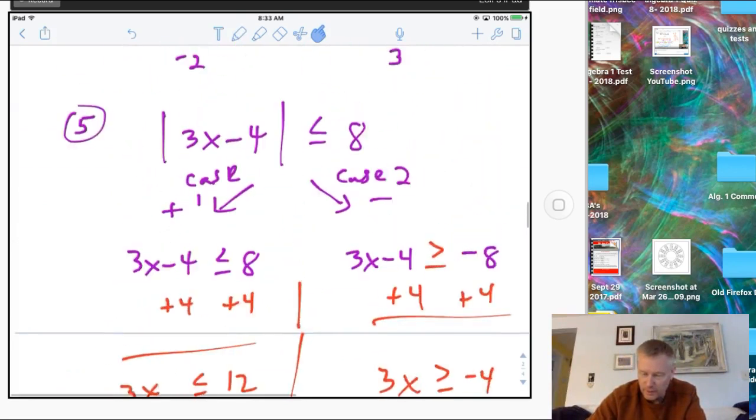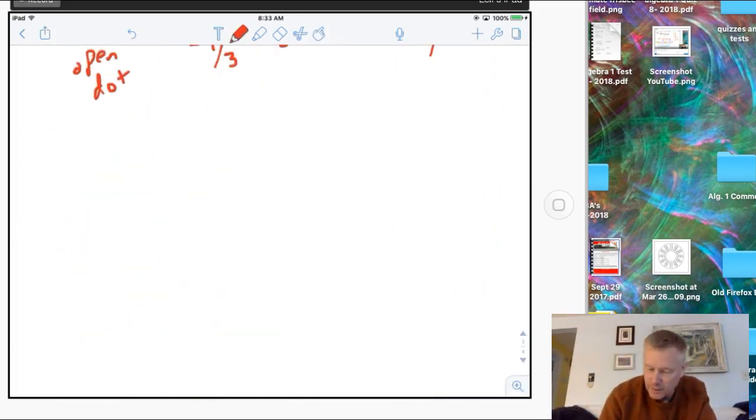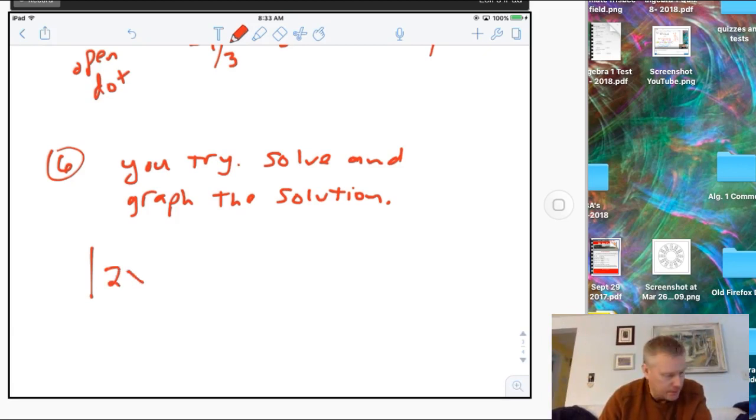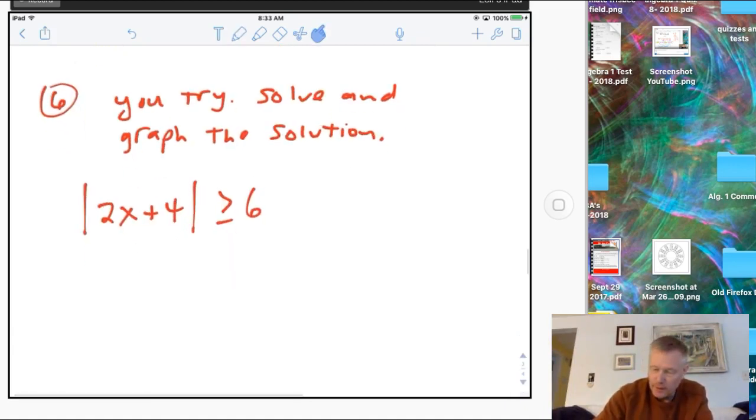All right, here's number 6. We'll do a you try. So you should try this on your own. It'll say solve and graph the solution. And the inequality is the absolute value of 2x plus 4 is greater than or equal to 6. Okay, so you try that one, hit pause, and come back in a minute.